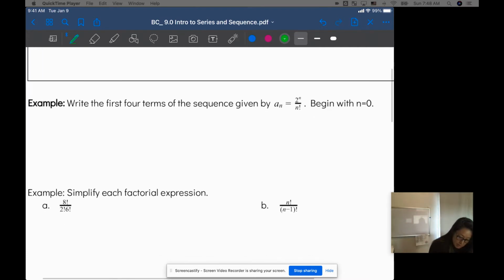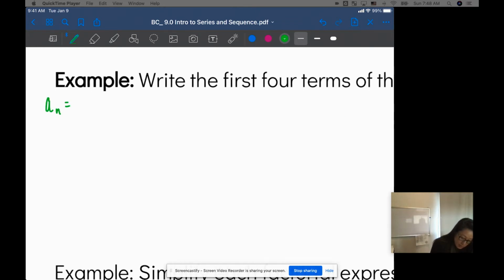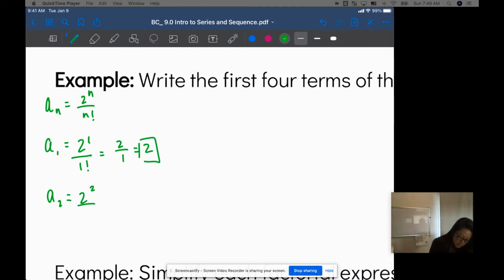Let's do a little practice with writing the first 4 terms of the sequence. We're given the nth term, a sub n is equal to 2 to the n over n factorial. So we are going to plug in 1 for n. So 2 to the 1 over 1 factorial is equal to 2 over 1, which is 2. Okay, a sub 2 is equal to 2 to the 2 over 2 factorial, which is 4 over 2 times 1. So that's equal to 2.